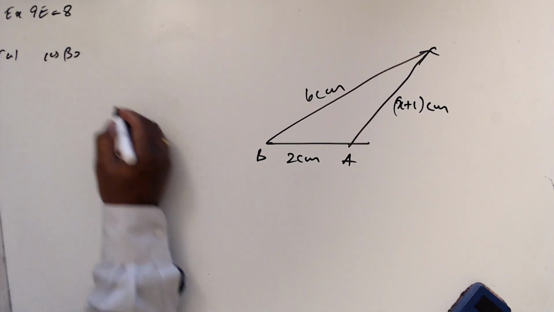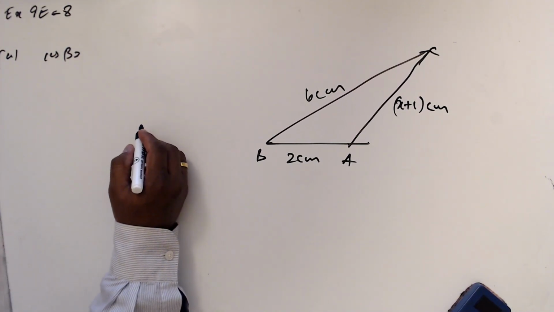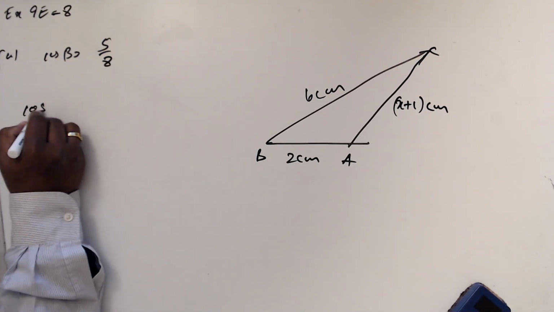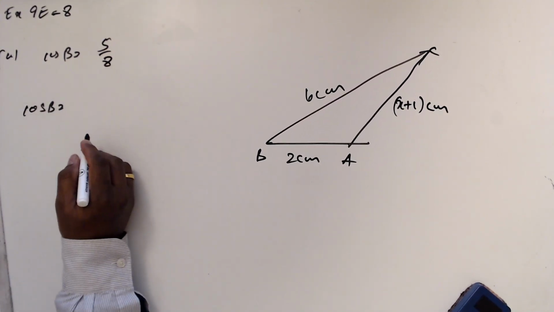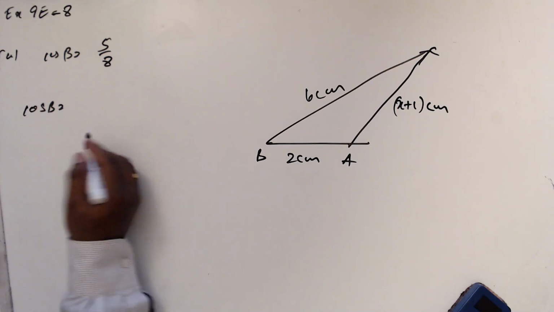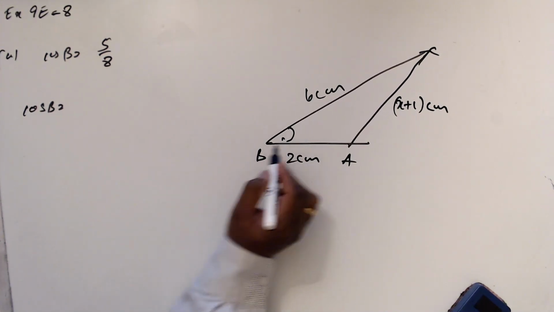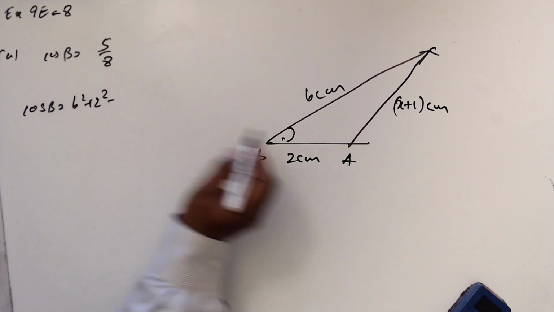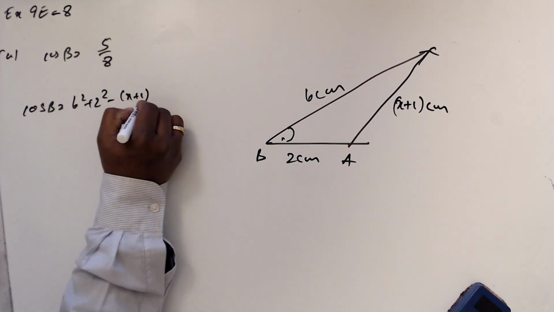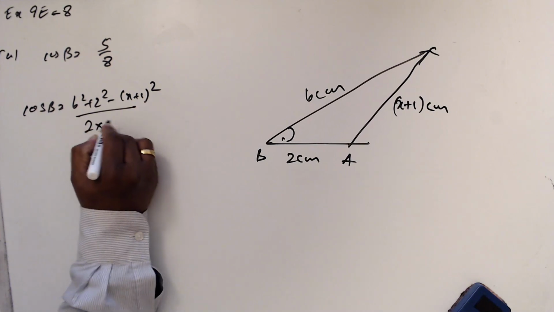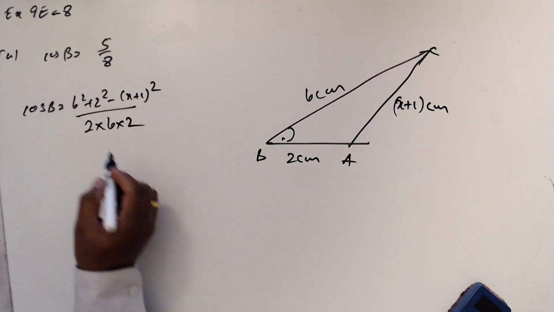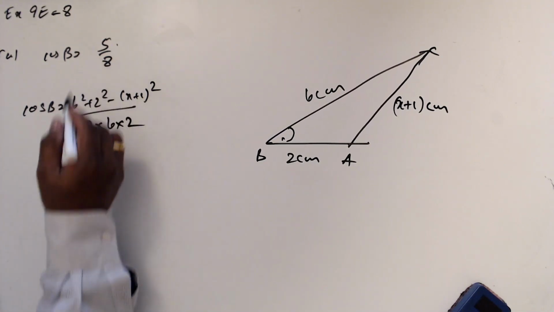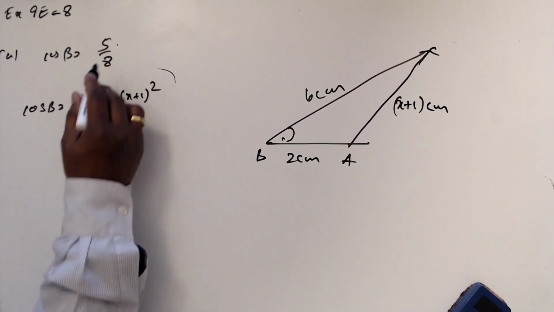Cos b equals 5 over 8. Cos b equals, this is b, 6 square plus 2 square minus (x plus 1) square divided by 2 times 6 times 2. Cos b equals 5 over 8. Cos b equals this one. Then what is your conclusion? This is equal to 5 over 8.